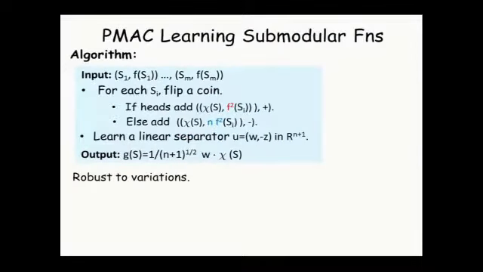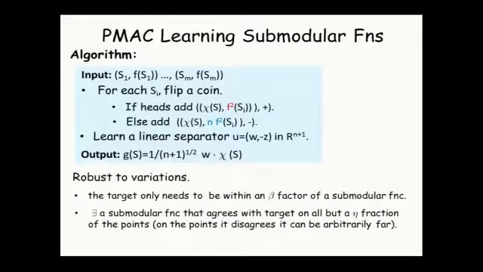Right? And let me also mention that this result is also robust to variations. So in particular, we can get a similar result even in the case when the target function is not necessarily a submodular function, but is within a beta factor of a submodular function everywhere. The same result would go through, and the beta factor just goes into the approximation ratio, right? And similarly, we can also deal with the so-called agnostic setting, where the target function is not necessarily submodular, but agrees with a submodular function on all but an epsilon fraction of the points. And again, the same result will go through.